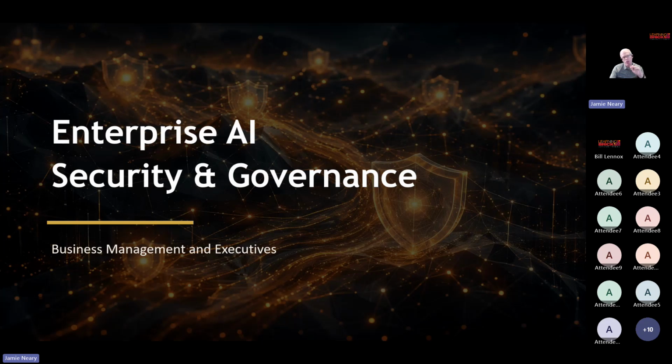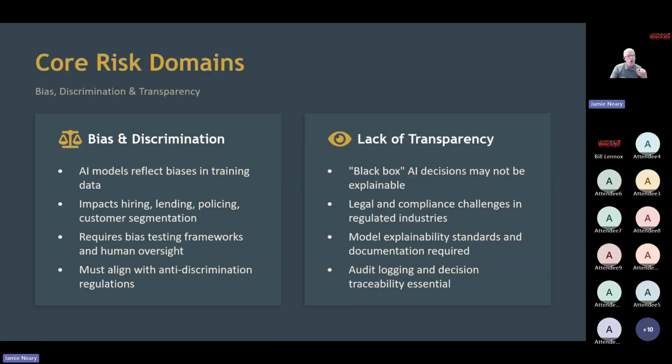Now, switching gears for a moment and taking a look at this from an enterprise perspective. Our business management and executives, if we are implementing either an off-the-shelf AI or even something that we're going to custom develop our own, depending upon what the use case happens to be, we've got a few core risk domains that we have to take a look at. So whenever we're looking at an AI implementation, what are we going to be concerned with?